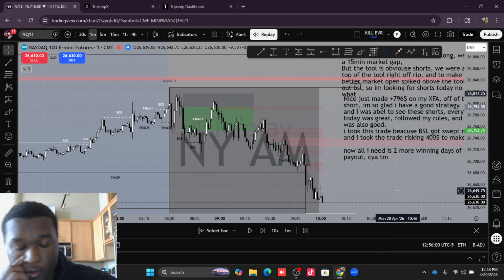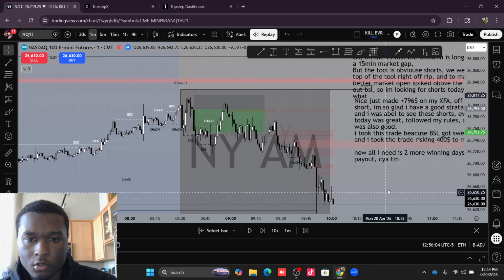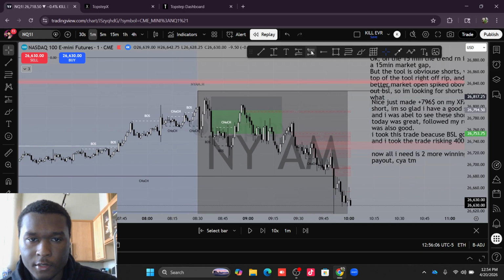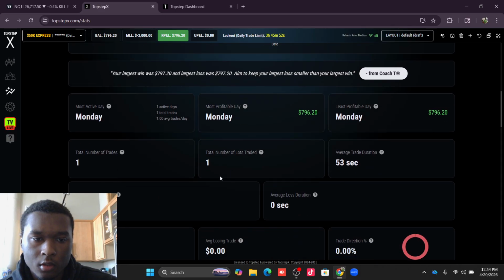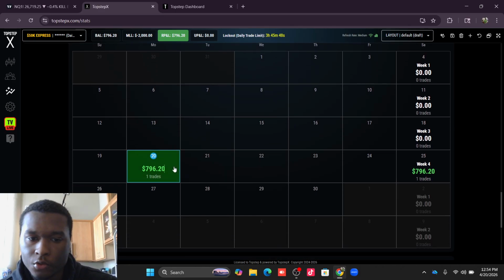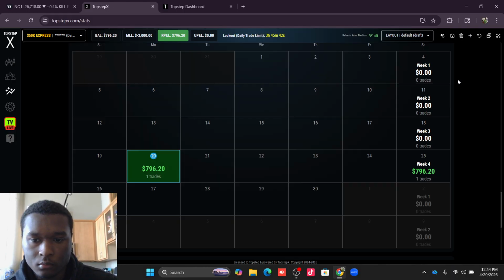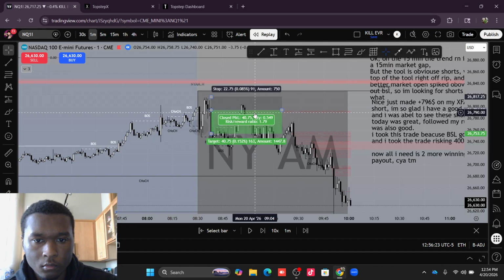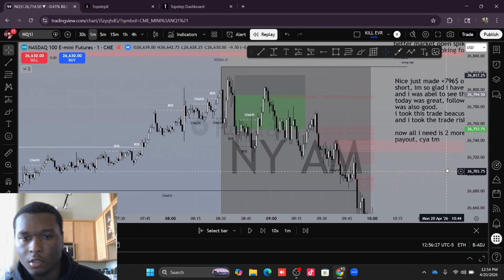What's up, guys? Today I'm going to show you how I made $800 today swing trading in Q. I made this on my XFA, so now I just need 2 more days to be eligible for a payout. Here's proof per usual. Here it is, entry, exit. Here's the trade I took, and I'm going to be going over why I took this trade.